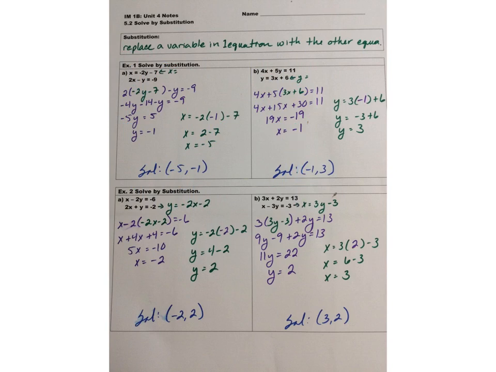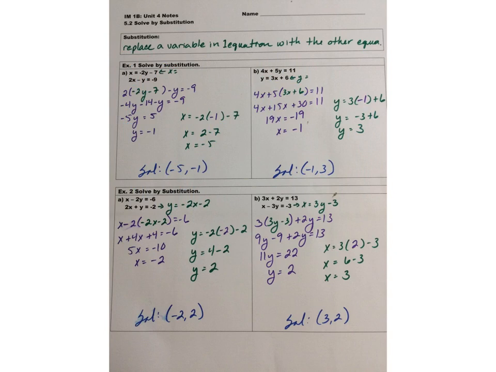But again, we need a point, so I'm going to take the negative 1 and plug it back into this equation right here for x. So I get 3 times negative 1 plus 6. Negative 3 plus 6 is 3, so our solution is the point negative 1, 3.